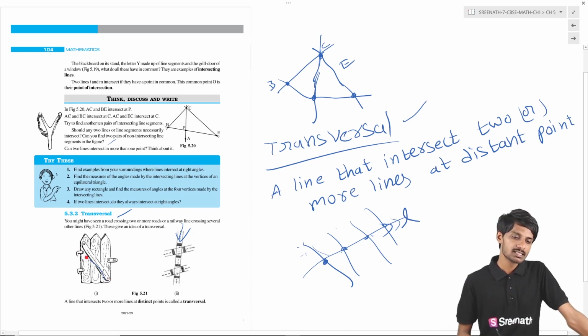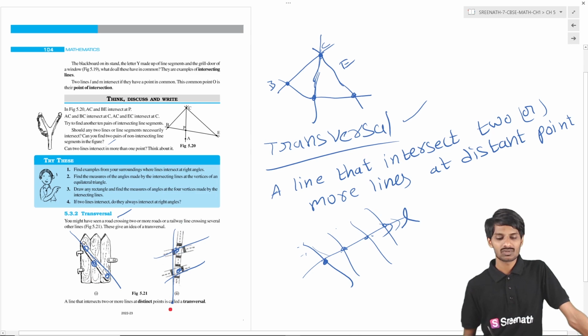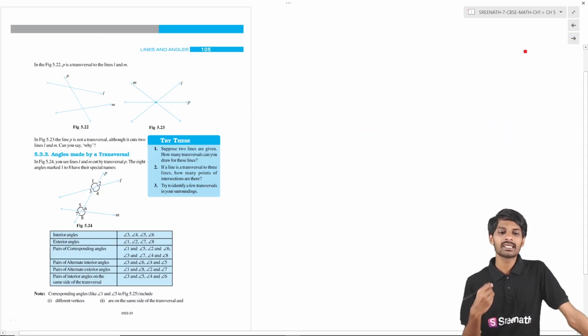So if you see, this is the line. It is intersecting this line at this point, this line at this point, this line at this point. So it is a transversal line. And in this case, this is the road. This road is intersecting this road at this point, and this road at this point. So it is a transversal line, students, or the transversal. So that is the thing about transversal.